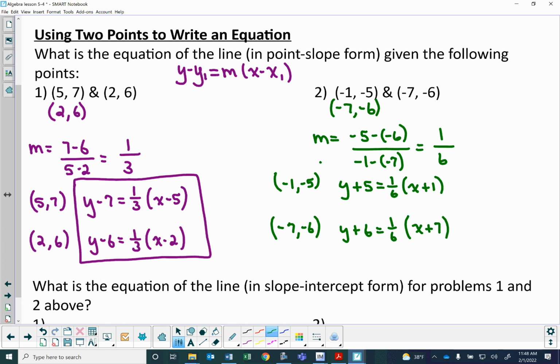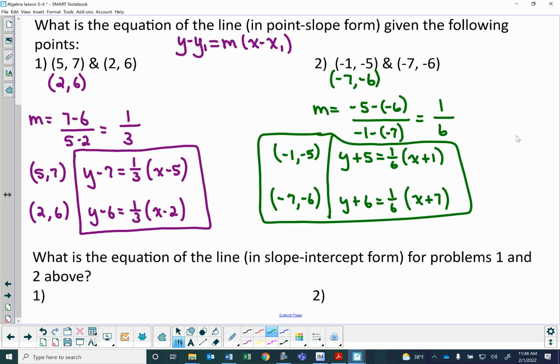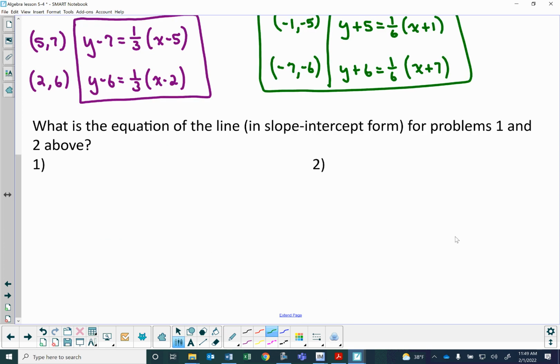So depending upon which point you use, the equations would be y plus 5 equals 1/6, parentheses, x plus 1, or y plus 6 equals 1/6, parentheses, x plus 7. They are the exact same equation. Now, what is the equation of the line in point slope form for the above problems? So let's take a look at the two problems that we just did, and we're going to write the point slope form for the equation.